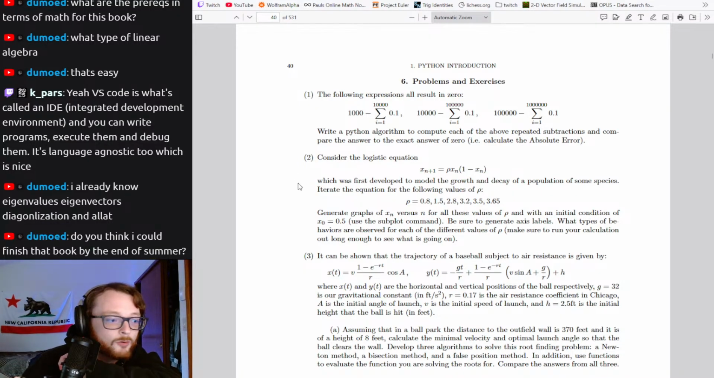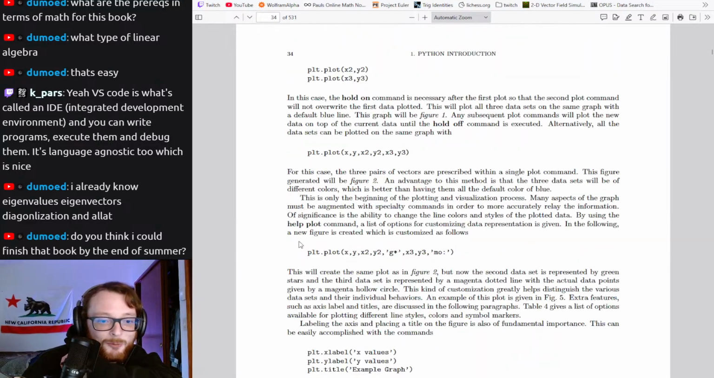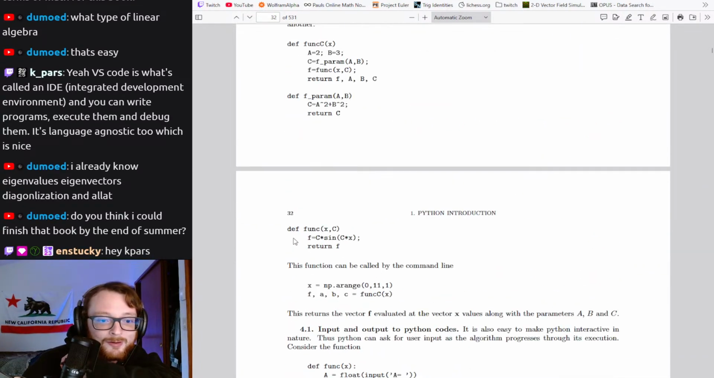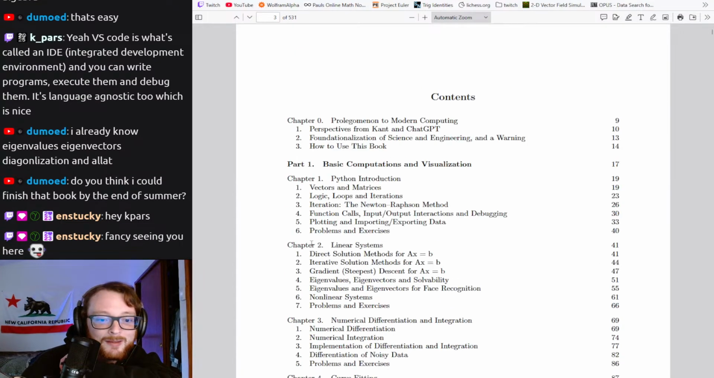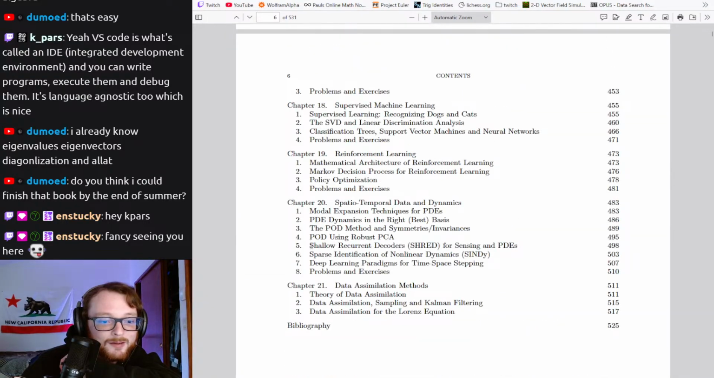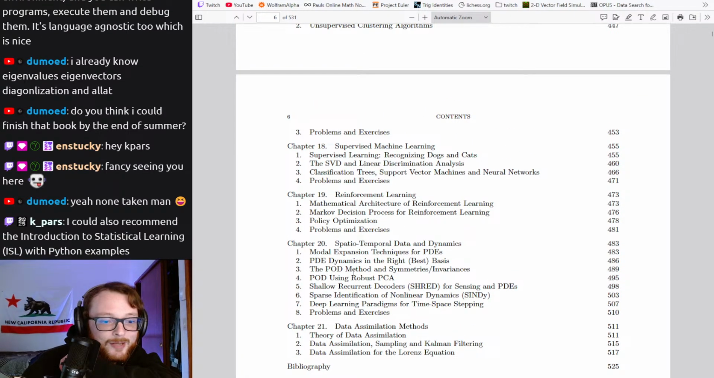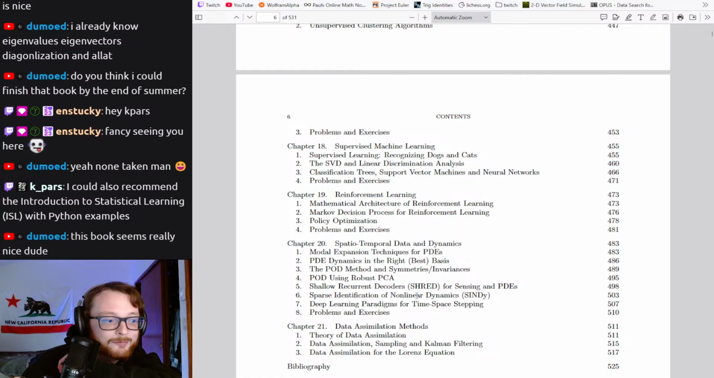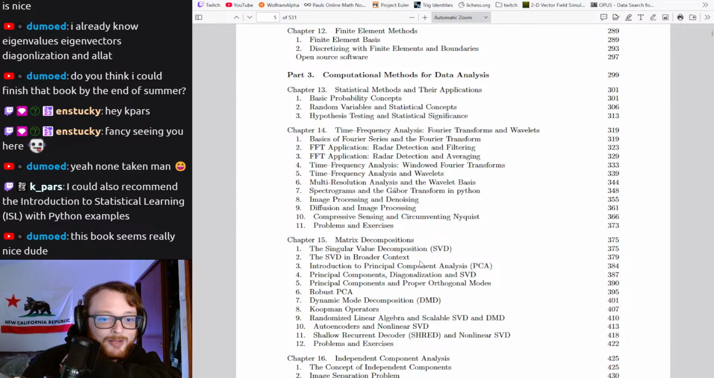Oh, no. You could not finish this book by the end of summer. No one could finish this book in one summer. No hate towards you. But this version of that book is 21 chapters, and it gets into some really advanced machine learning and partial differential equation stuff. So some pretty heavy stuff that takes a long time to understand.